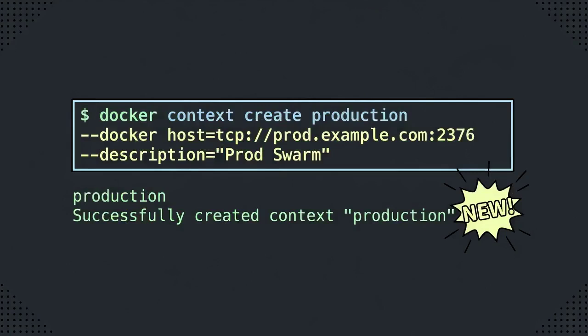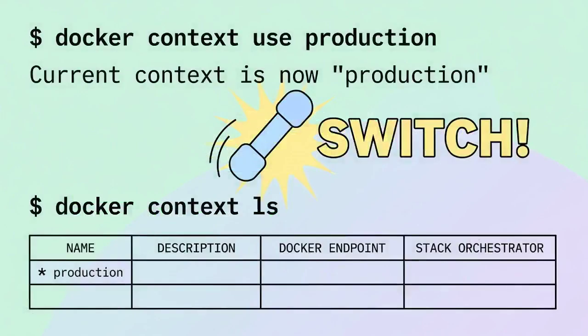Docker context create builds a new named endpoint. You give it a name and the Docker_host, and optionally the TLS material and a description. Think of it as minting a new identity card for a daemon. Docker context use flips the active target instantly. Every subsequent docker run, docker ps, and docker compose up routes to the chosen daemon until you switch again. The asterisk in docker context ls marks the current one.